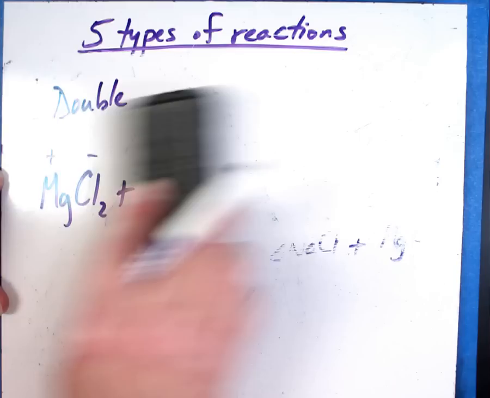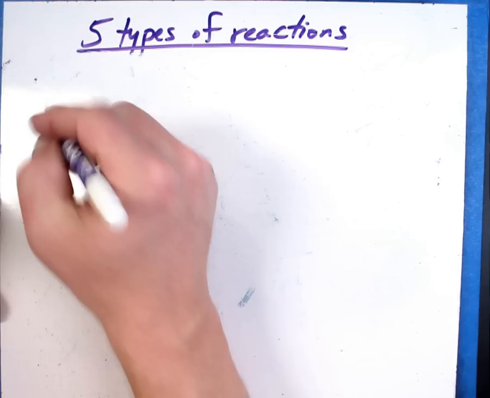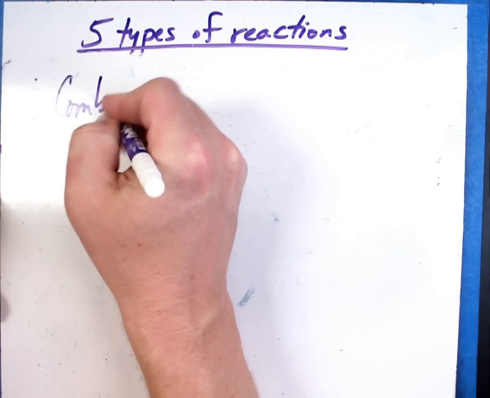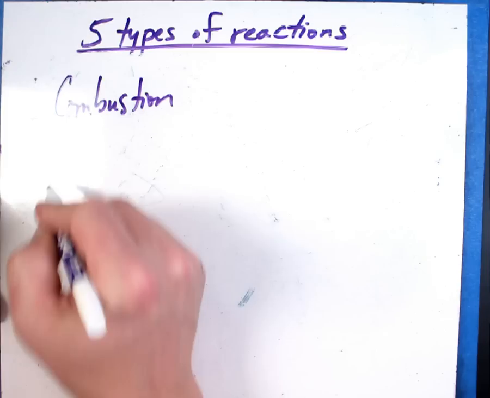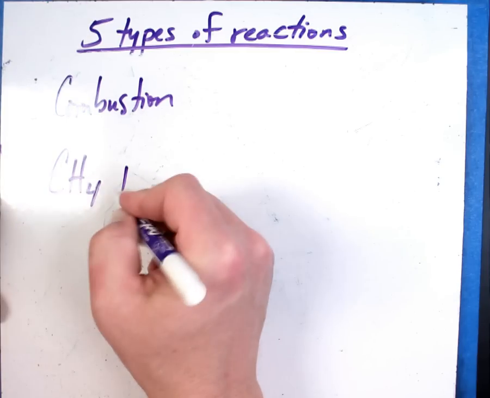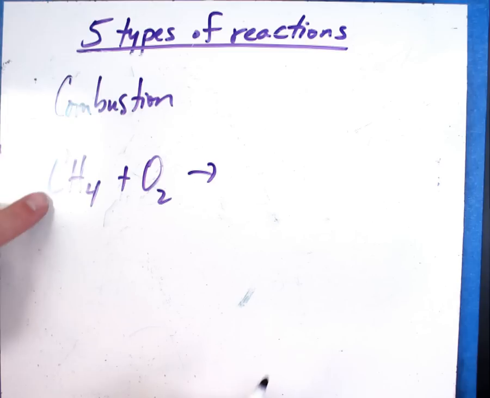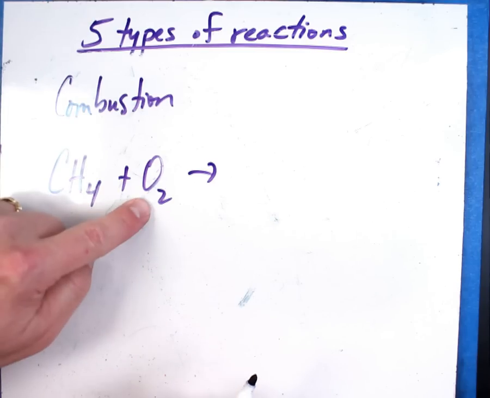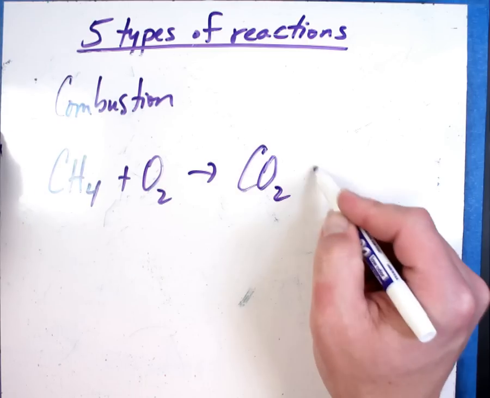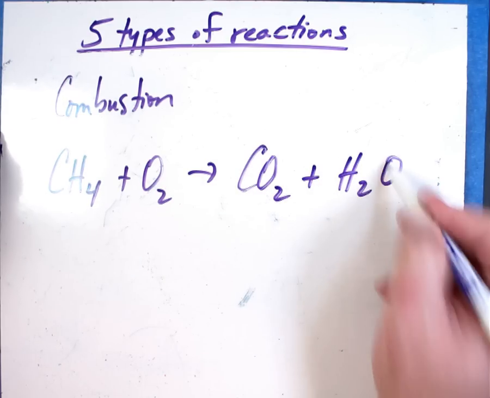The last one is combustion. Tricky, tricky. Watch very carefully. CH4 plus O2. It's carbon something, hydrogen something plus O2. That's automatically a giveaway. It's combustion. You always make this and you always make that. Let me say it again.